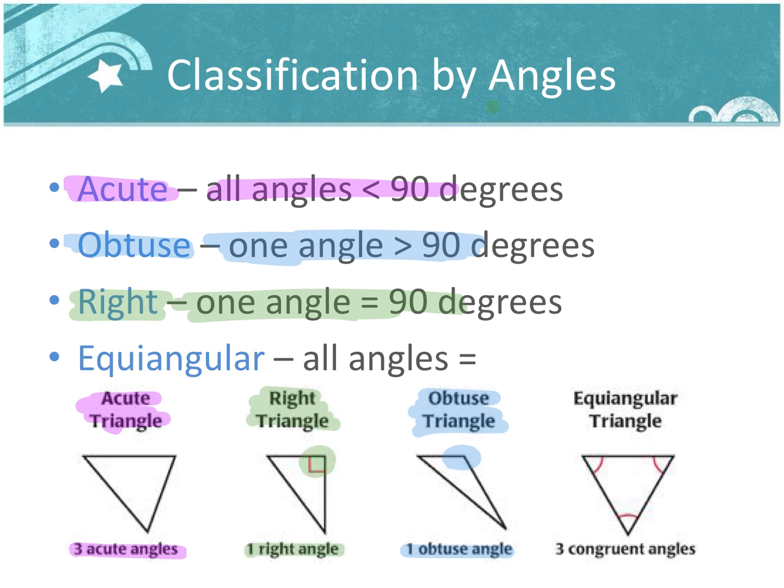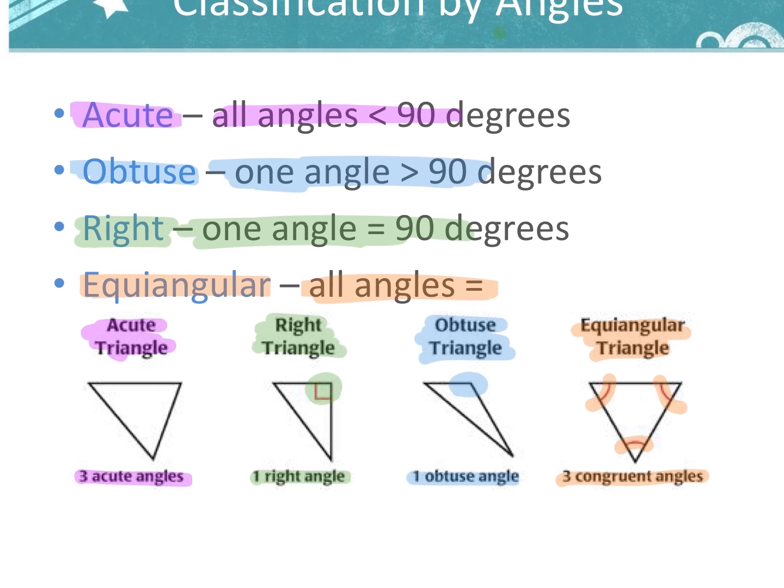And then for my last one, I have equiangular. It has the word angle in it, so I know I'm talking about my angles. And all angles are going to be equal. If all of my angles in my triangle are equal, can someone tell me what is the measure of those angles? Well, first, do we know the measure of the interior of a triangle? What is the measure of an interior of a triangle? Any ideas? What is the measure of an interior? Katya?